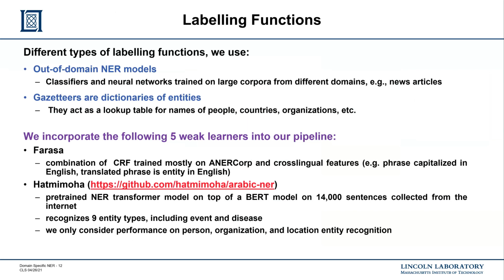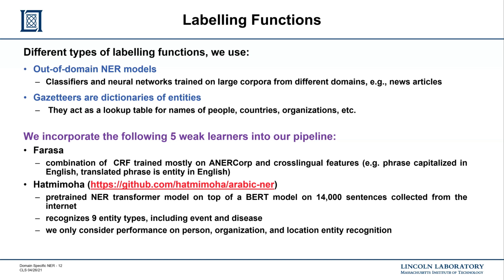Now I just want to say a few words on the types of labeling functions that we used. There are basically just two types that we worked with. There are the out-of-domain NER models. Those are usually deep learning models, though they don't have to be, and they're trained on large corpora that are out of domain, right? They're usually trained on newspaper articles or Wikipedia, most of them. And then there are the gazetteers and dictionaries of entities, and those are basically, like I mentioned, just lookup tables of names of people, names of countries, geographic lists, lists of organizations, companies, and stuff like that.